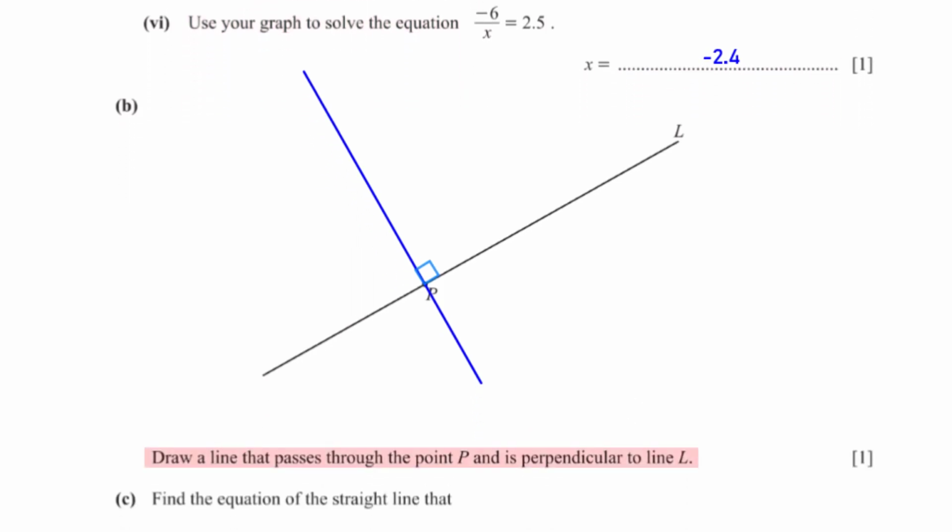Draw a line that passes through the point P and is perpendicular to line L. Using a protractor, we measure and mark an angle of 90 degrees at point P. When we are done, we draw a straight line passing through the 90-degree mark and point P.